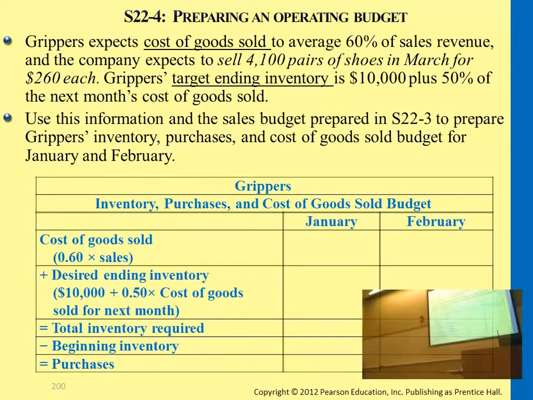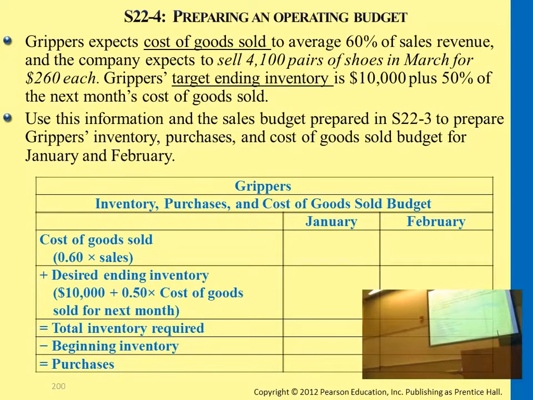Now for ending inventory, we need to have at least $10,000 worth of inventory, and then we add an additional 50% of the next month's budgeted cost of goods sold. So for January, you already have February's cost of goods sold. You use that times 50% of $399,000. This is the process of getting the answer. You should be able to get $209,500. Right? Okay, so January is easy.